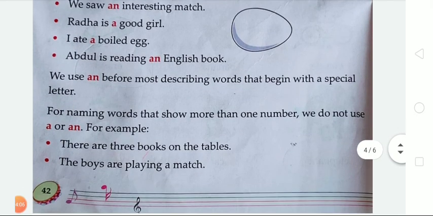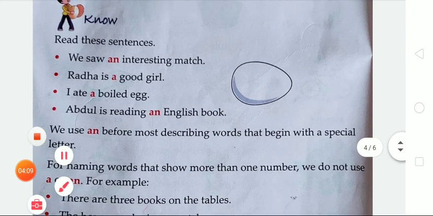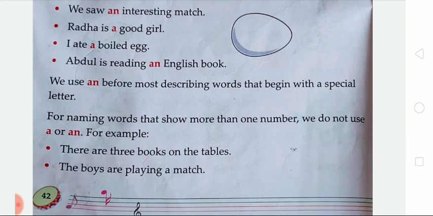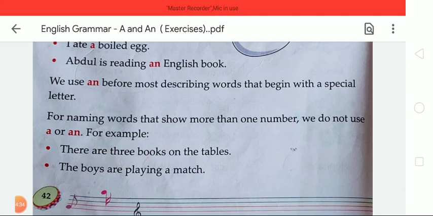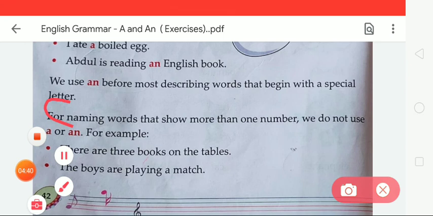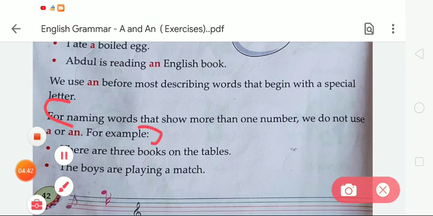Now we are moving to the next information, that is information about how we could use A or An. So student, for naming words that show more than one number, we don't use A or An. For example, dear student, we only use A or An with singular nouns. But for naming words that show more than one number, we don't use A or An. It is very important for you to remember that when the naming words are more than one number, we don't use A or An with the words.